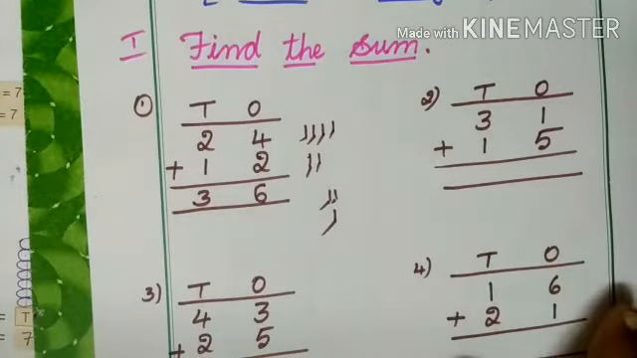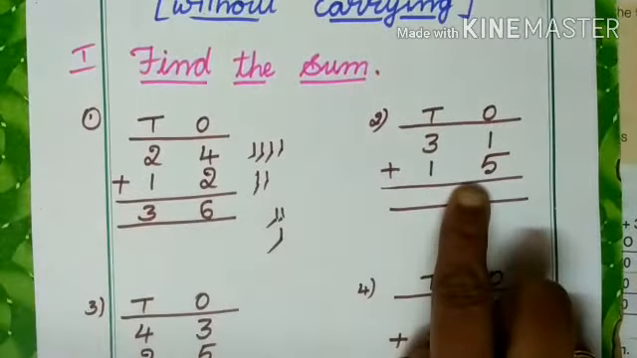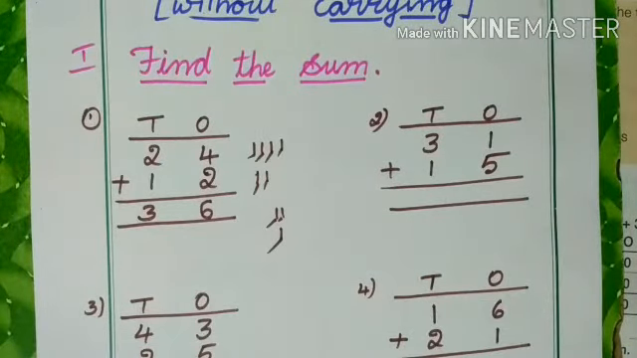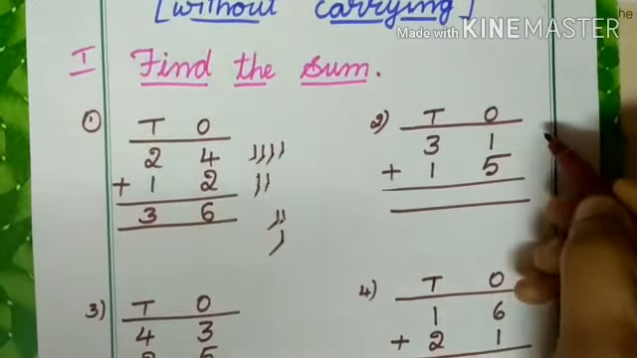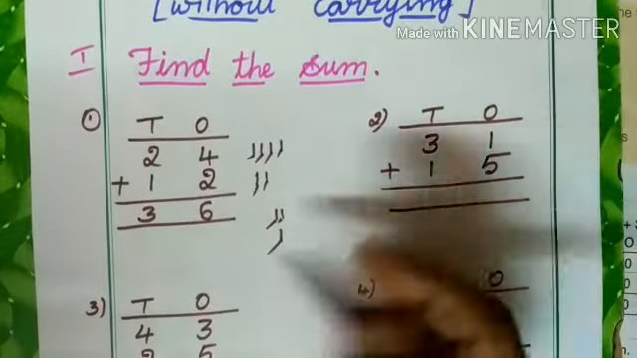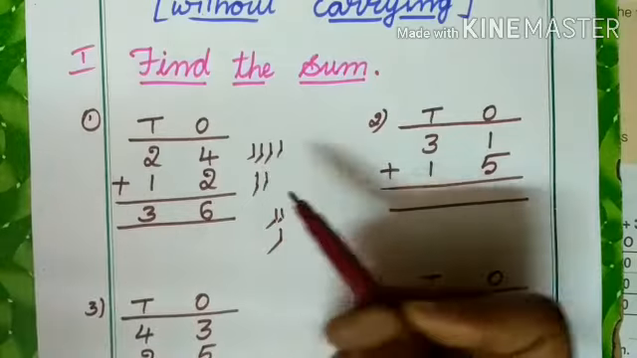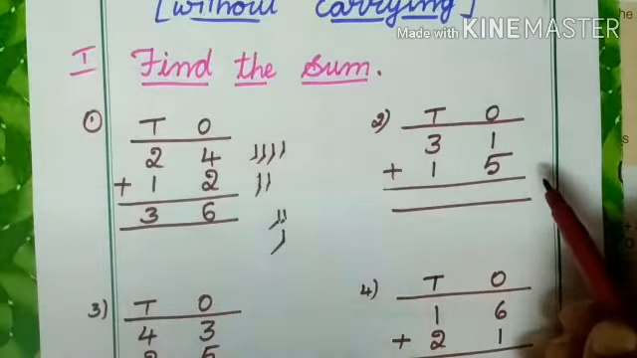Now we will go to the next sum. 31 plus 15. Now we write here 31 plus 15. 1 plus 5. Using lines we are counting, children. You can count like this. In fingers also you can count, or using lines also you can count. Which one is easy for you?